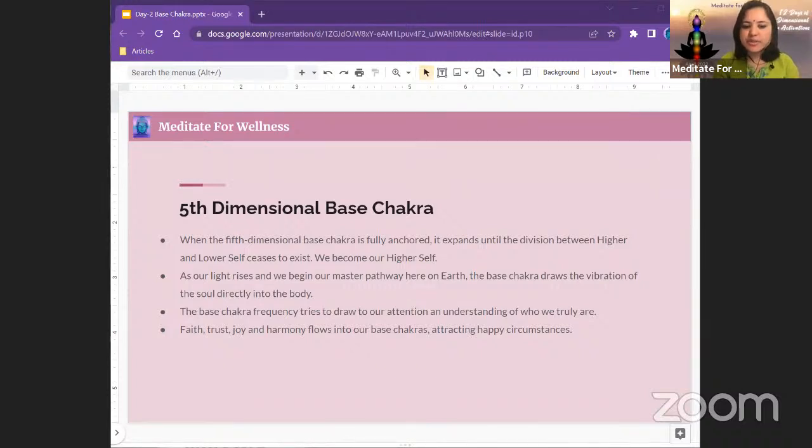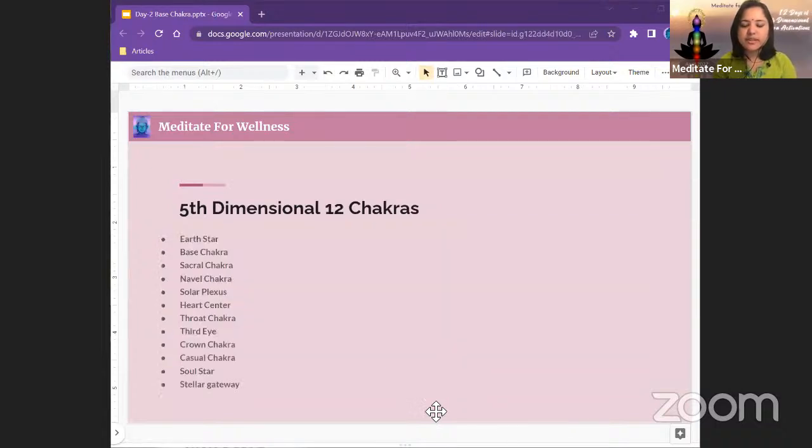And the base chakra frequency tries to draw our attention to understand who we truly are. Faith, joy, trust, harmony flow into the base chakra and attract more happy circumstances in our own life. So with these things we move forward, and these things happen when this chakra is in balance. And we will activate and expand the fifth dimensional base chakra today.